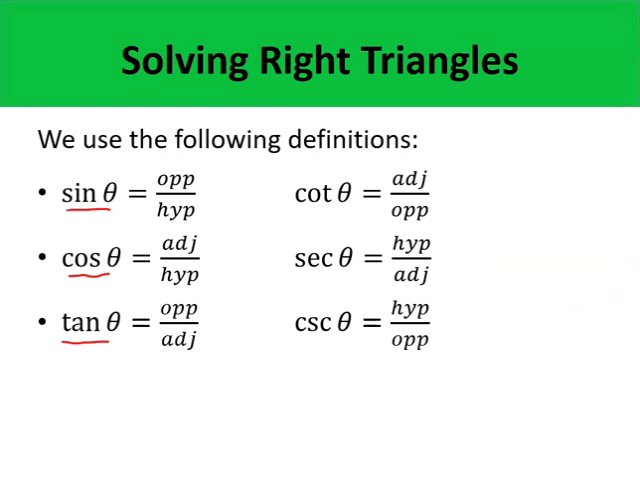Now, we can also make use of the other three trigonometric functions by just getting the reciprocals of sine, cosine, and tangent. So in here, cosecant theta is the reciprocal of sine, and that gives us hypotenuse over opposite. Secant of theta is the reciprocal of cosine, and that gives us hypotenuse over adjacent, while cotangent theta is the reciprocal of tangent, and that gives us adjacent over the opposite side.